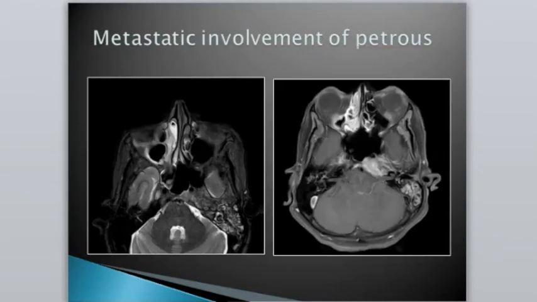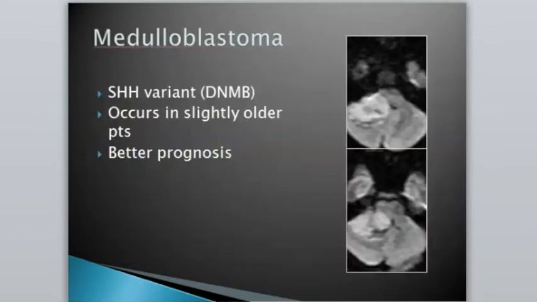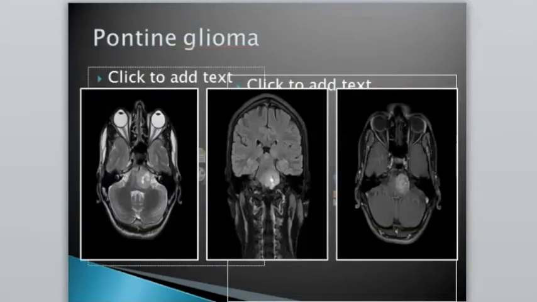This is another example of a metastatic lesion involving the petrous apex, not involving the nerves, but indenting the 7th-8th nerve complex. What about this lesion? It showed restricted diffusion. This was the SHH variant of medulloblastoma with extreme nodularity. So these desmoplastic medulloblastomas can also occur in the CP angle cistern.